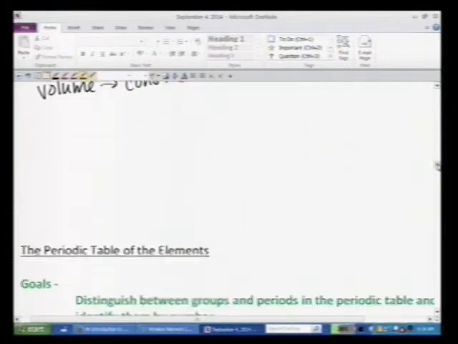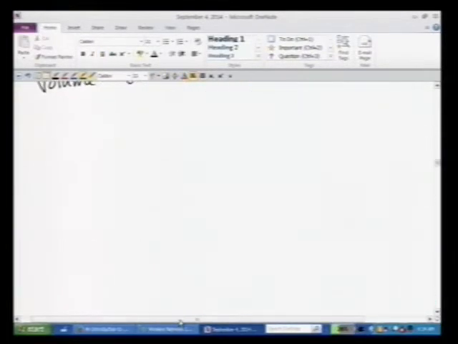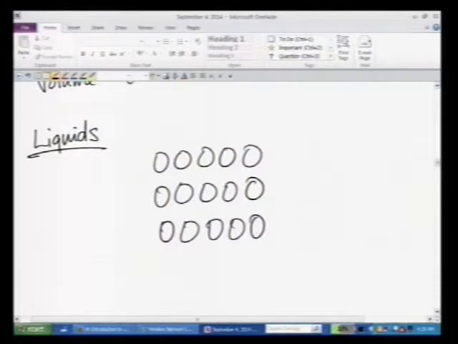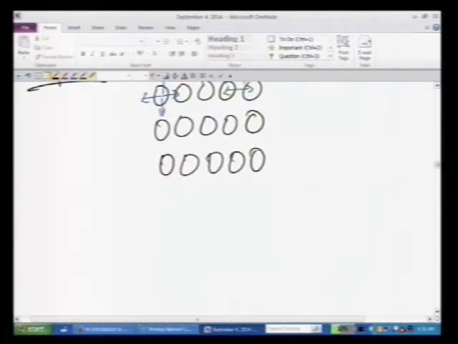Now, if we were to do the same thing but for a liquid, we're going to draw that same grid. So just draw your 5x3 grid. Once again, these particles are in constant motion, and we have attractive forces between the particles. But what do we know about the shape and the volume of liquids? So what did we do last time? First, shape.